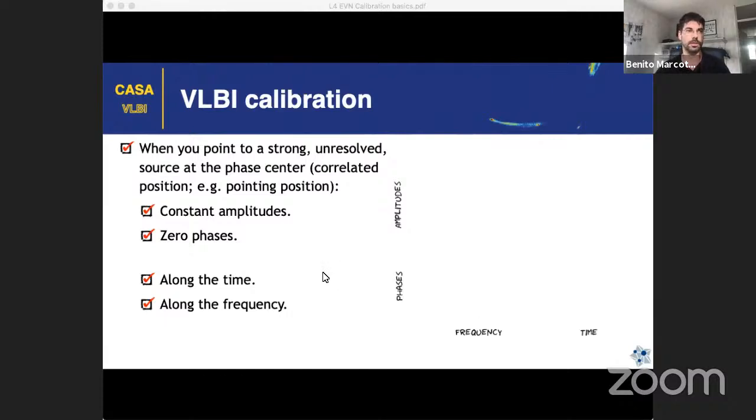Okay. The basic calibration always assumes that you have a point-like source, and that means constant amplitudes on all baselines, and you set relative phases, so at the end you just set them to zero. And that should always be true at any given time during your observation and also at each frequency that you're observing.